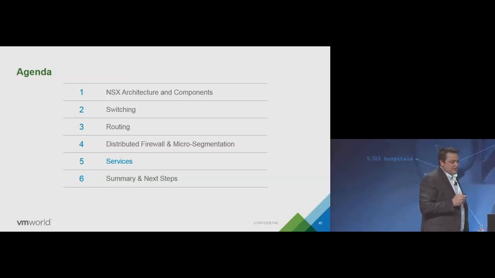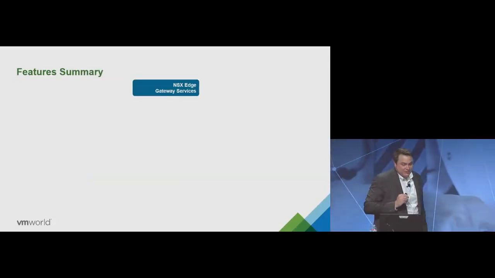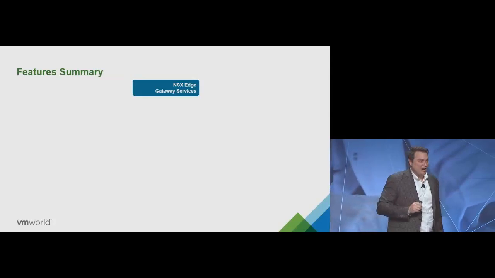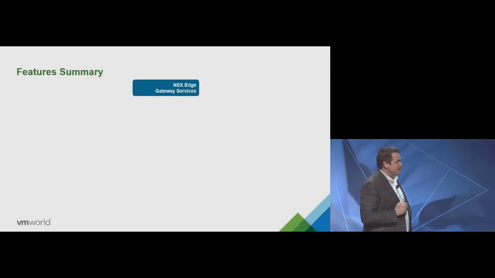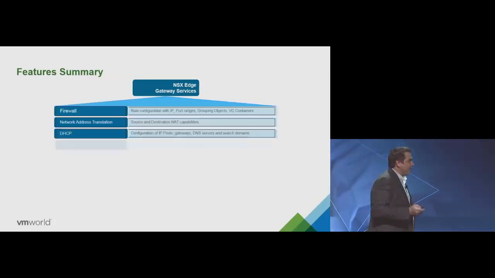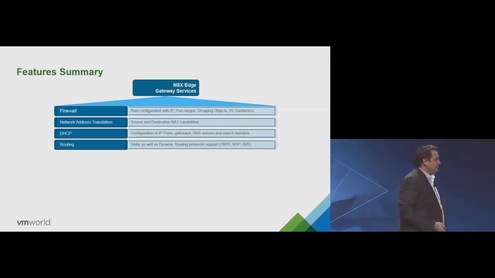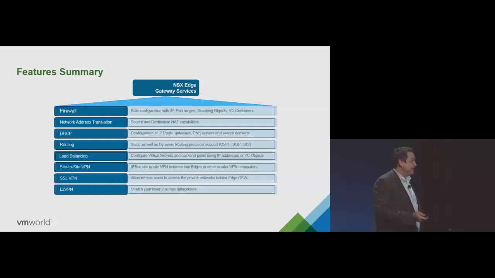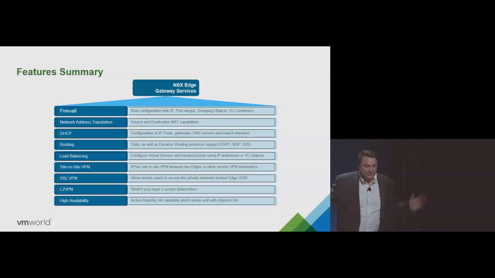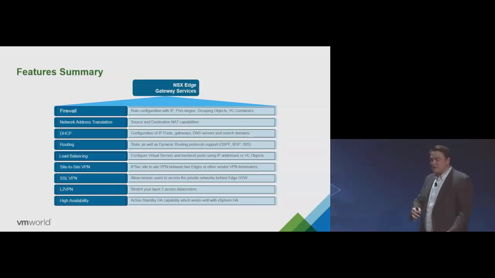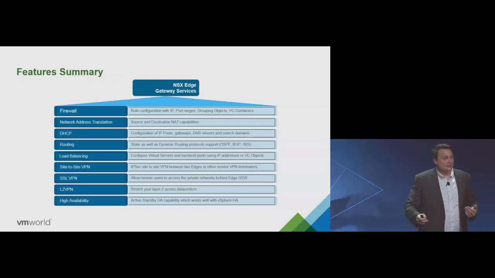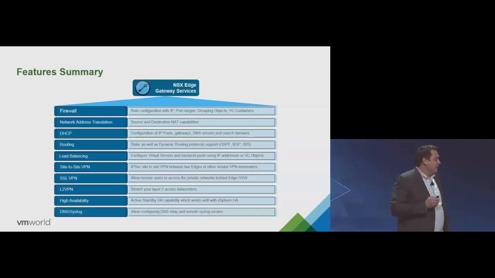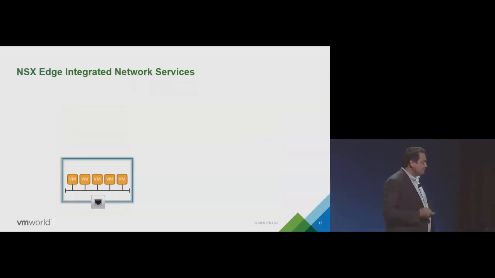So moving on to services, I know I have 1 minute here, which is great because I don't have a ton on services. There's a lot of great services out there that we have sessions on, including firewalling, NAT, DHCP, routing, load balancing, site-to-site VPN, SSL VPN, L2 VPN, and, of course, high availability. All of these are on our Edge Services gateways. I'll talk about two of them now just to wrap things up. DNS and syslog, of course.